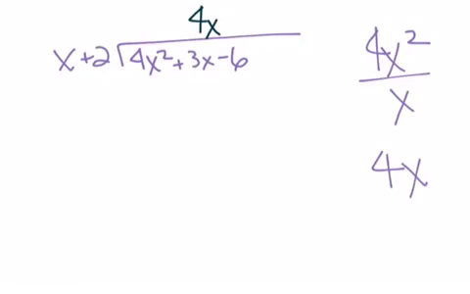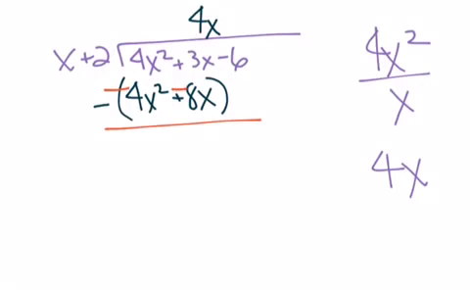Okay. So now we do 4x times x. It's going to give us 4x squared. 4x times 2 is going to give us 8x. Remember, this is all being multiplied by a negative. So now that becomes negative, and that becomes negative. These cancel out. 3x minus 8x is going to give us negative 5x.